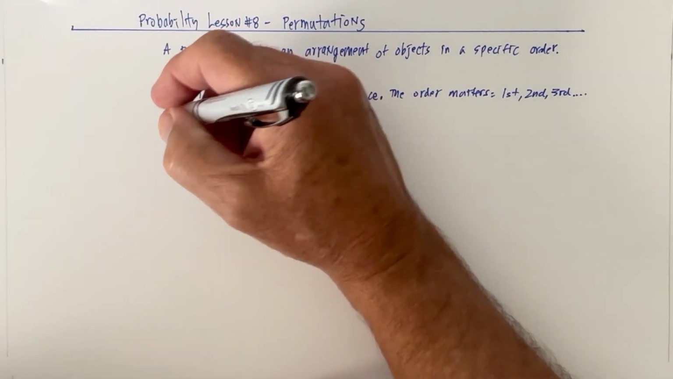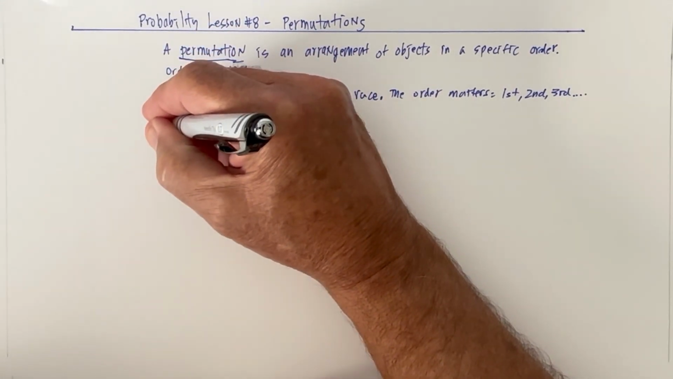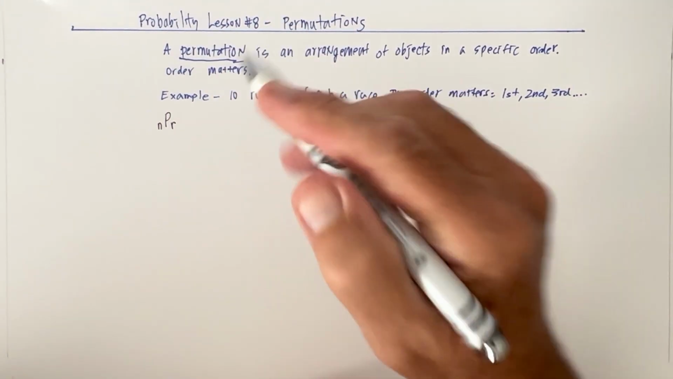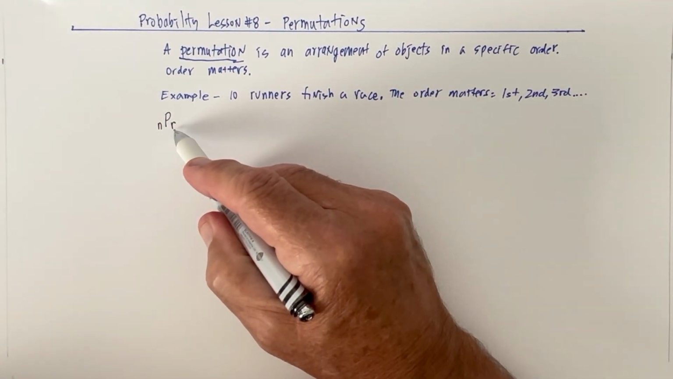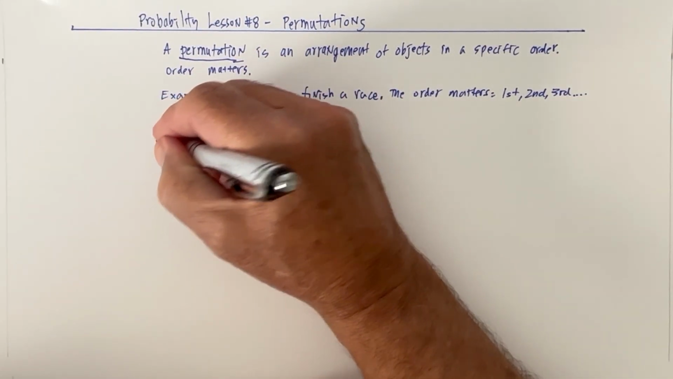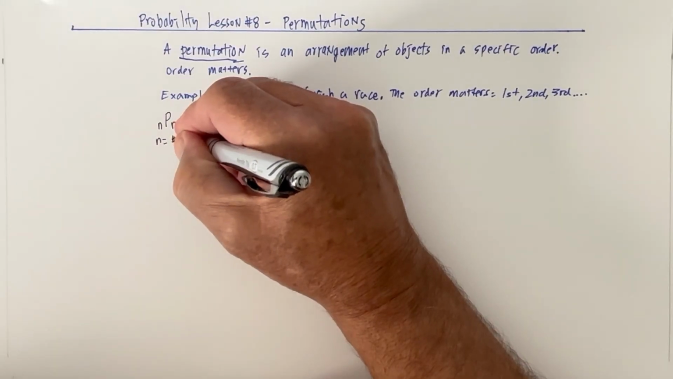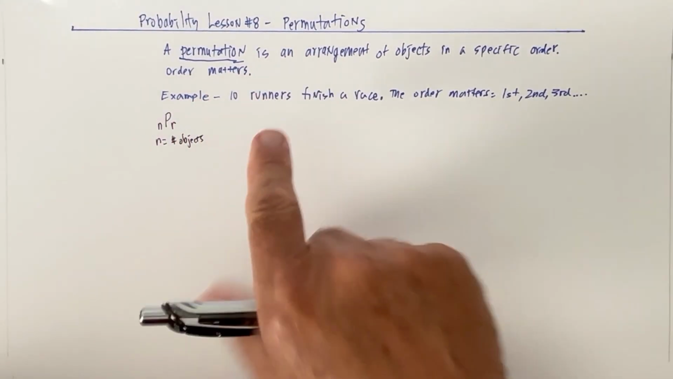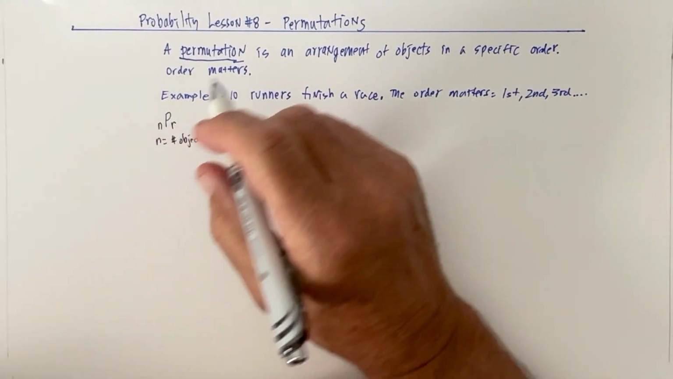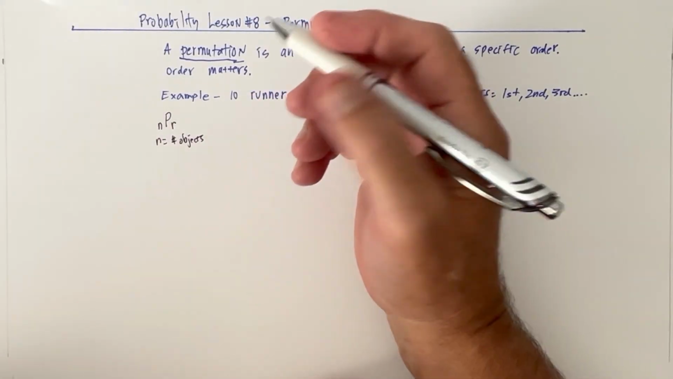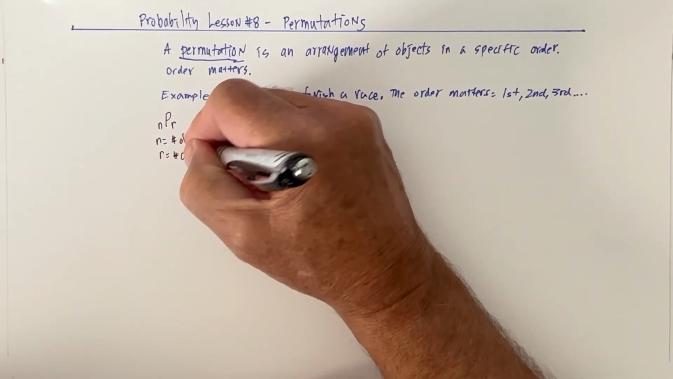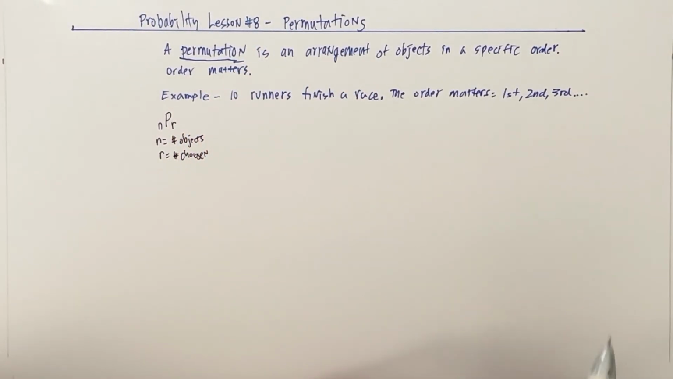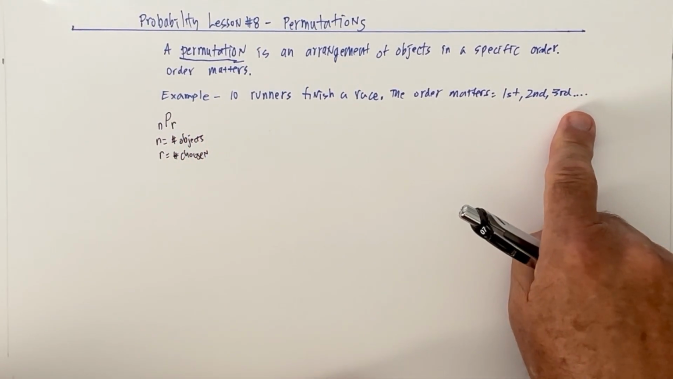Now mathematically, we write this. The permutation, this is for n objects taken r ways, or ordered r ways. So n is equal to the number of objects. In this case, it'd be the runners. If we want to know the first three, r would be the number chosen. However, we want to arrange those 10, in this case first, second, and third.